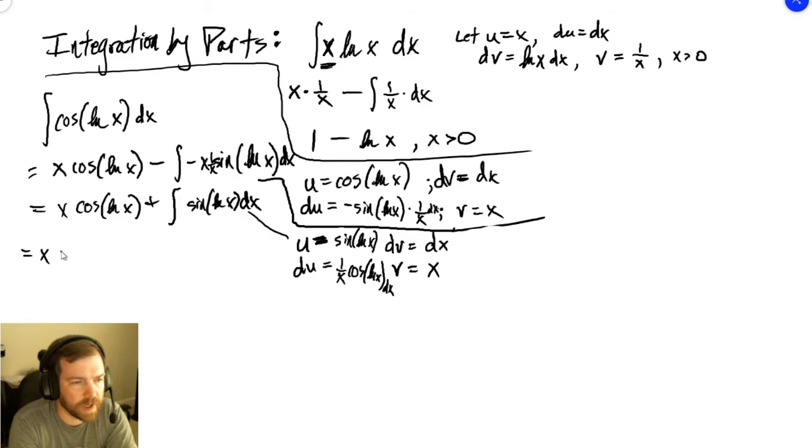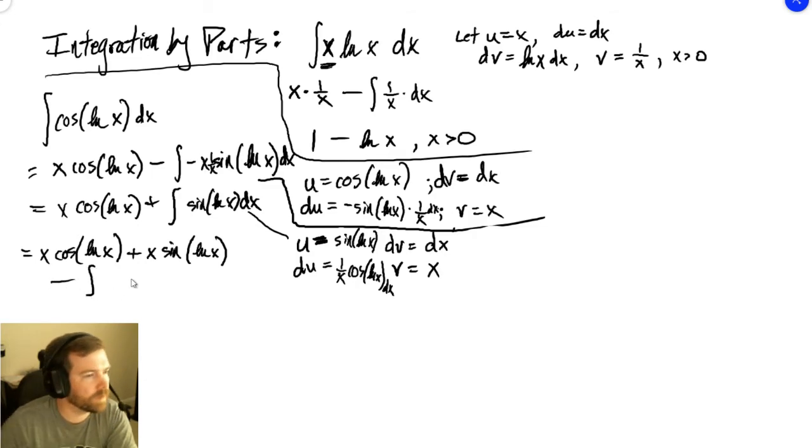So this is equal to x cosine of natural log of x plus, now this one is going to be replaced with uv, which is x sine natural log of x, minus the integral of v du. How am I doing on space? Plenty of space. All right. v du is going to be x times 1 over x. So we're back to cosine of natural log of x dx.